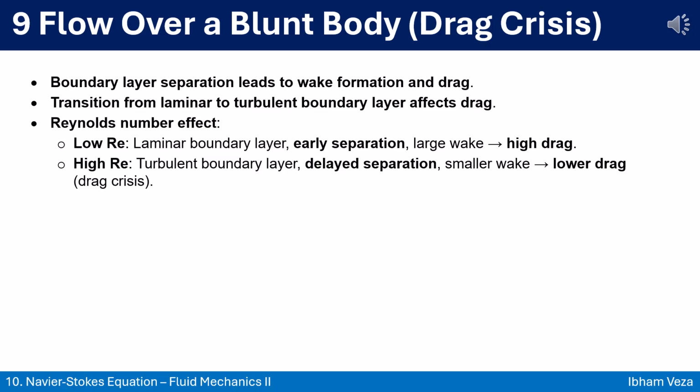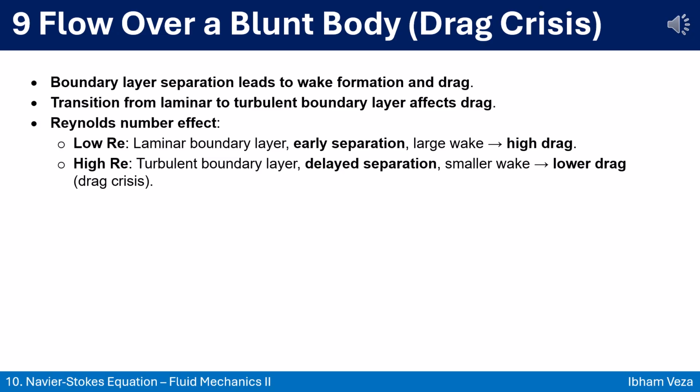Here's where things get interesting. The nature of the boundary layer, laminar or turbulent, dramatically changes how and where separation occurs. At low Reynolds numbers, the boundary layer remains laminar and separates early, producing a wide wake and high drag.